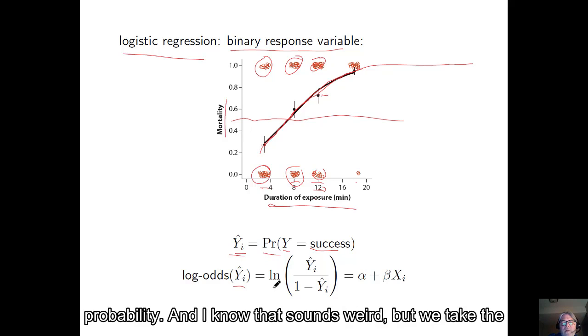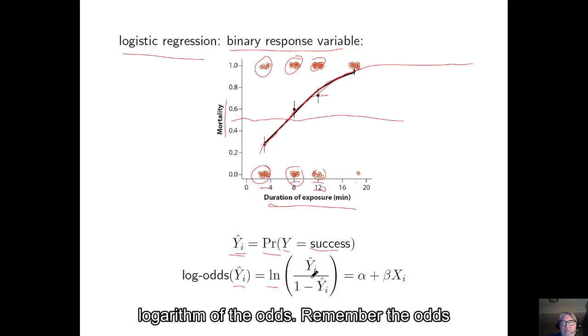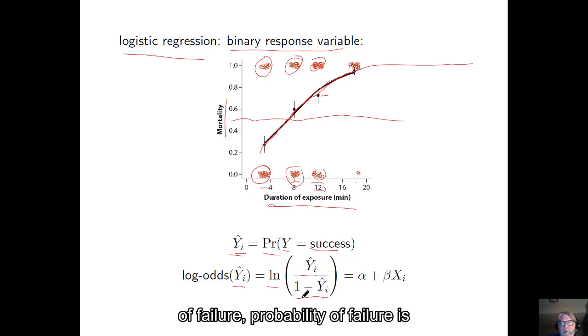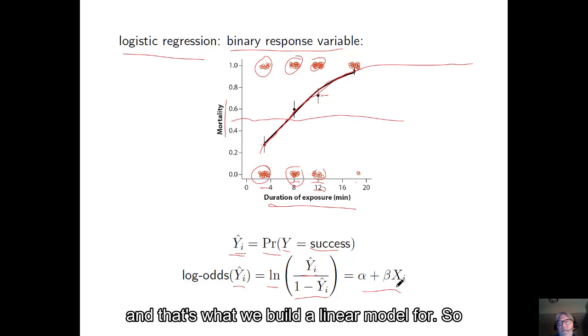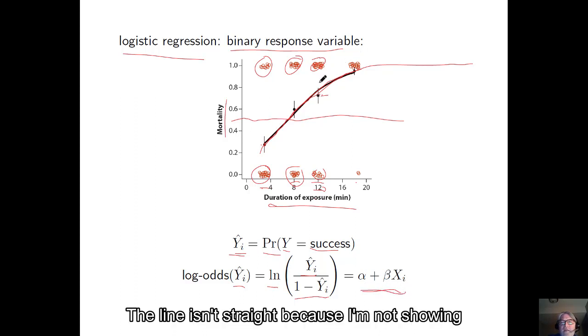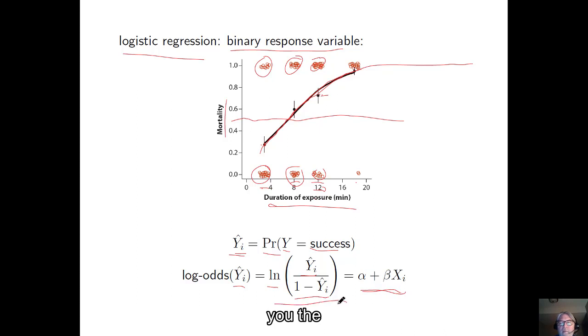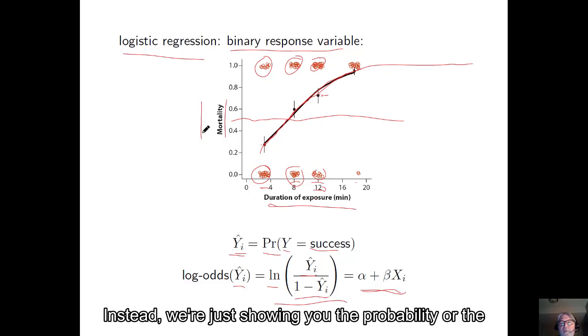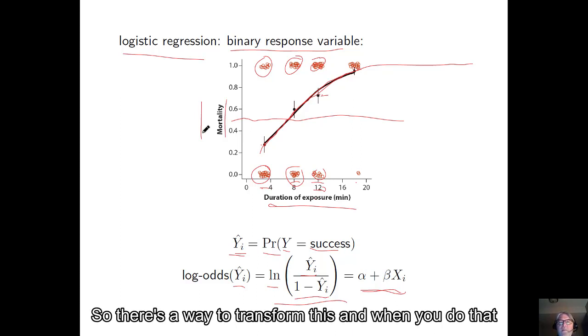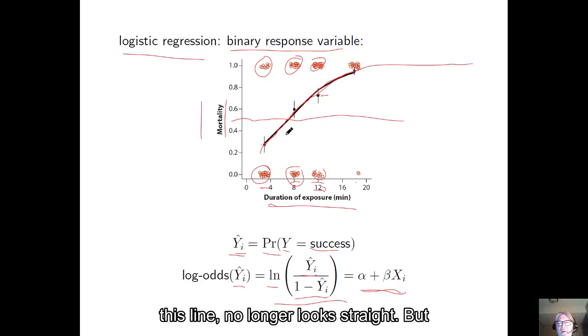I know that sounds weird, but we take the logarithm of the odds. Remember, the odds is the probability of success over the probability of failure. Probability of failure is just 1 minus the probability of success. And that's what we build a linear model for. So we've got a linear function here. The line isn't straight because I'm not showing you the log of the odds on the y-axis. Instead, we're just showing you the probability or the actual outcomes on the y-axis. So there's a way to transform this, and when you do that, this line no longer looks straight.